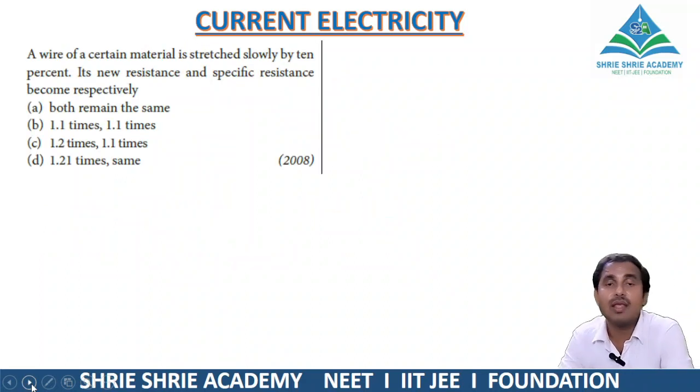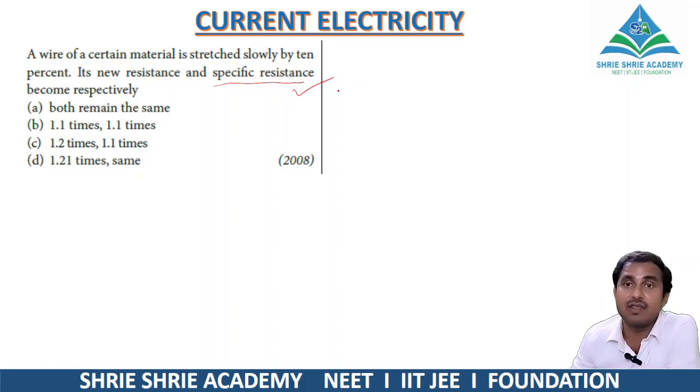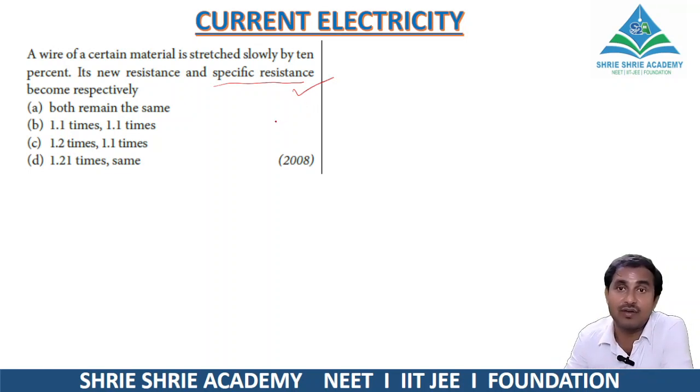Next, a wire of certain material is stretched by 10%. Find the new resistance and specific resistance. Specific resistance is also resistivity. Know that resistivity will only change by heating the material or by changing the material. So if the material is not changed, you don't expect that specific resistance will change, but actually it can change because of heating, some kind of temperature effect. But other than that, you cannot do anything. So, your specific resistance and new resistance, right?